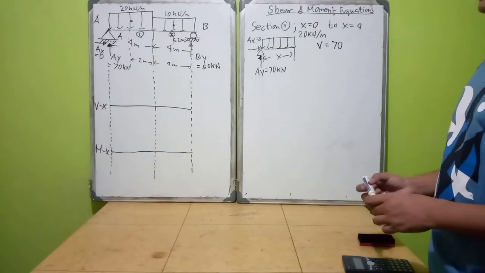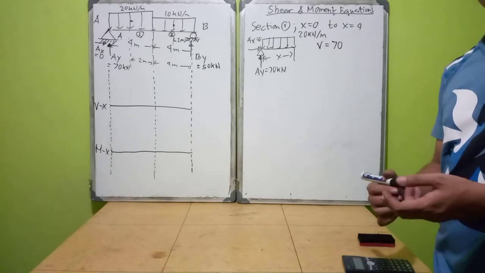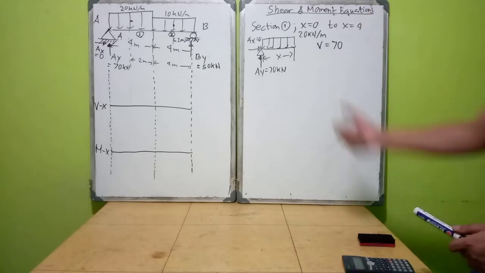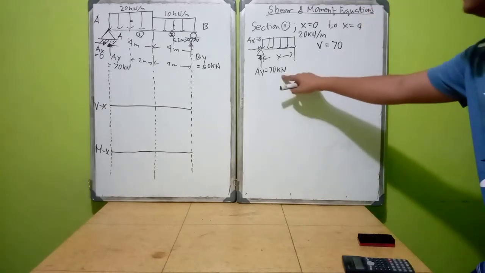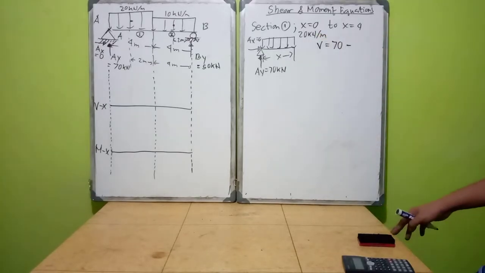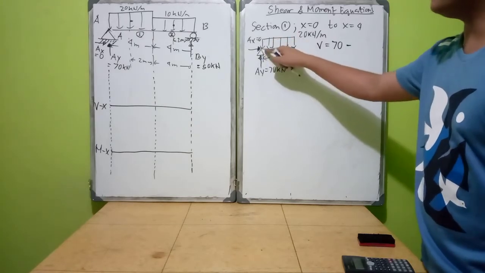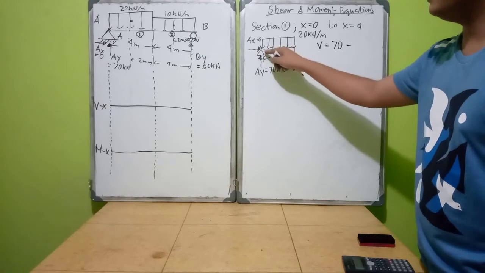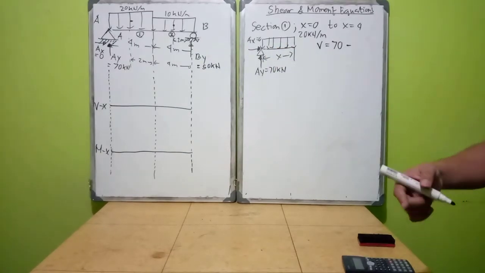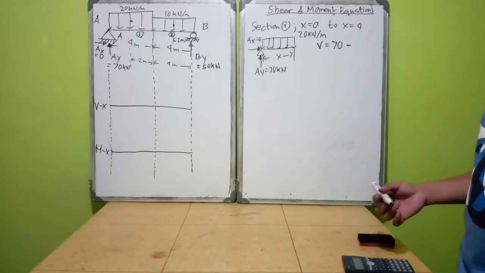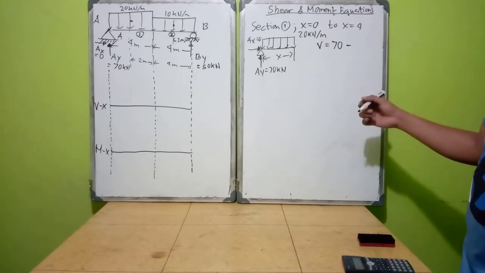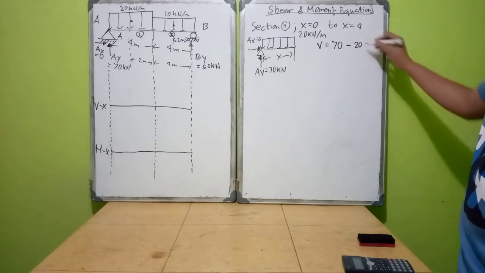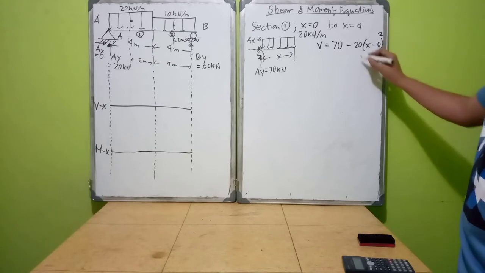Okay, please revisit our first video, shear and moment equations part 1, so you can see the rules on how to construct your shear and moment equation. So we have 70 and then minus this distributed load, which is acting 0 meters from your left support, which means it is acting from the start. In part 1, we have the distributed load term equal to negative w times (x minus a) squared over 2. Your w here is 20, and your a here is 0, so (x minus 0) squared over 2.